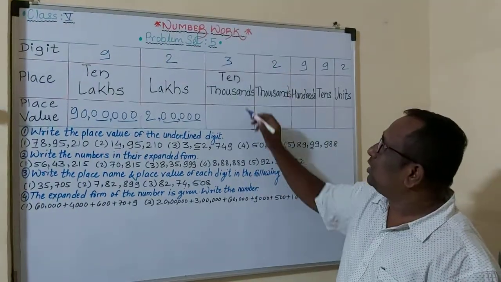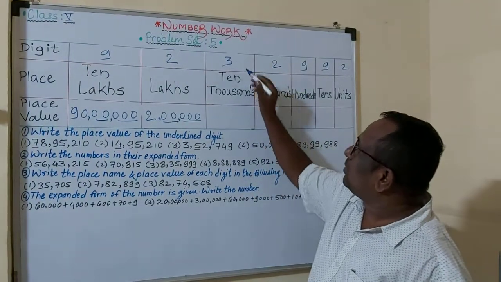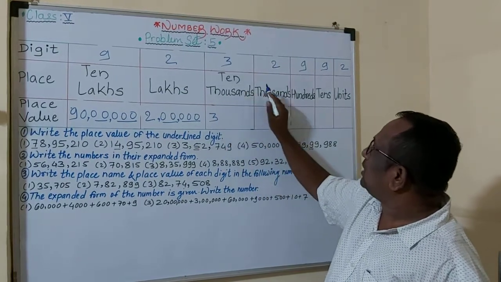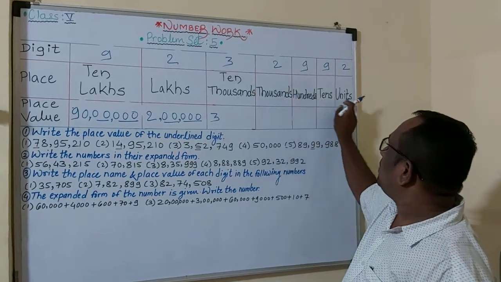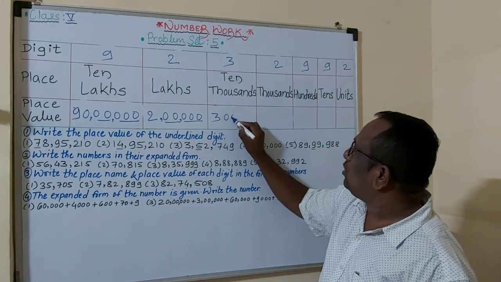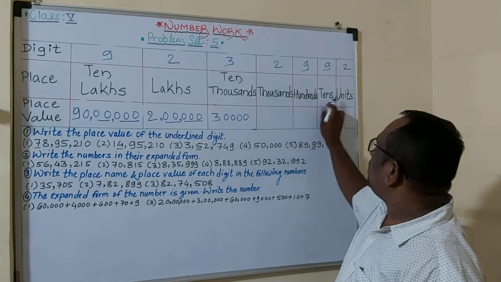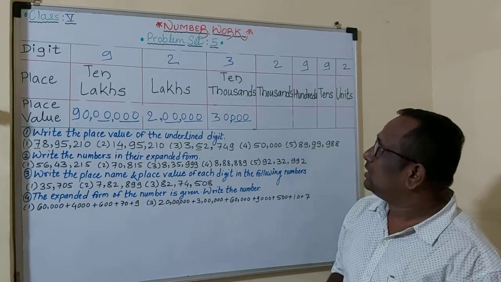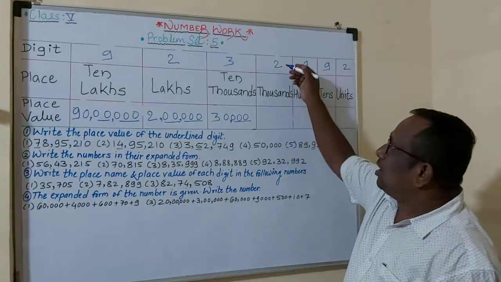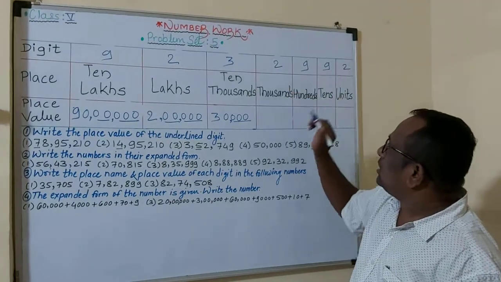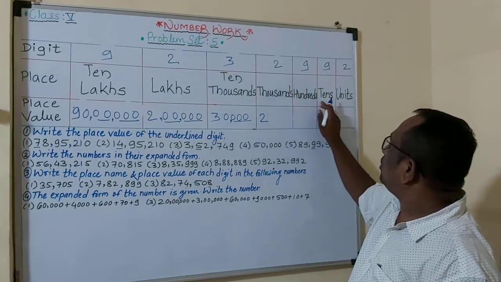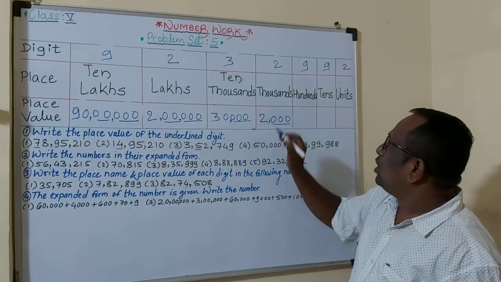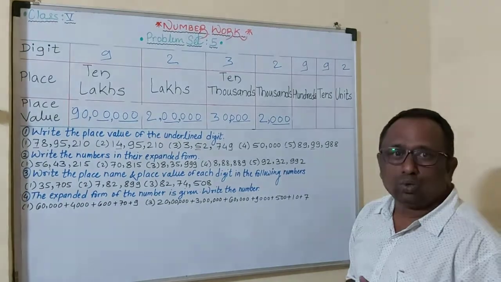Then 10,000. Here 3 is in the 10,000 place. After this, how many digits? 1, 2, 3, 4, four digits. So four 0s, and again comma. So the place value of this 3 is 30,000. Then 2 is in the 1000 place. After 2, 1, 2, 3, so give three 0s, then comma. So the place value is 2000.